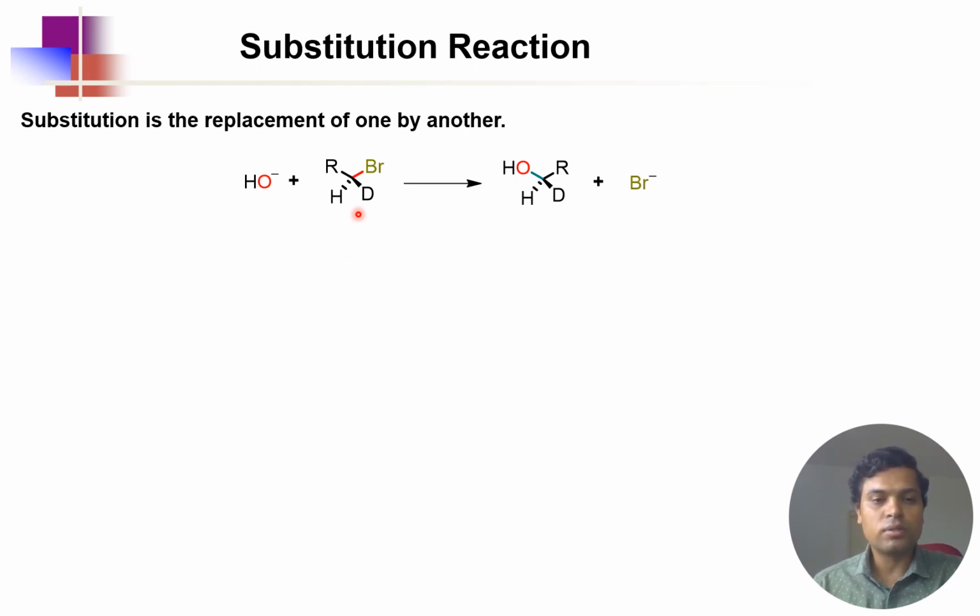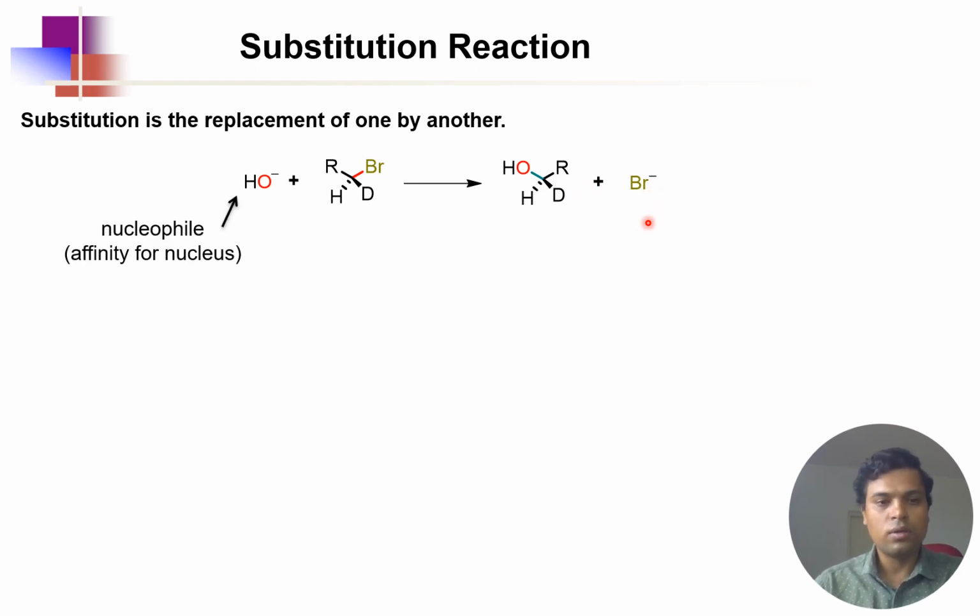In this particular scheme, you can see the carbon which is attached to a bromine atom, and then you have a hydroxyl anion which substitutes the bromine and forms the alcohol compound, and the bromide is the leaving group. We call this hydroxyl anion a nucleophile, which means affinity towards the nucleus.